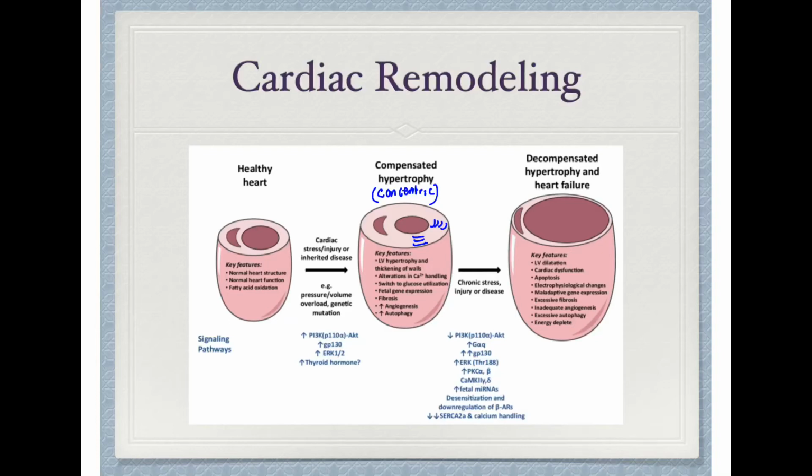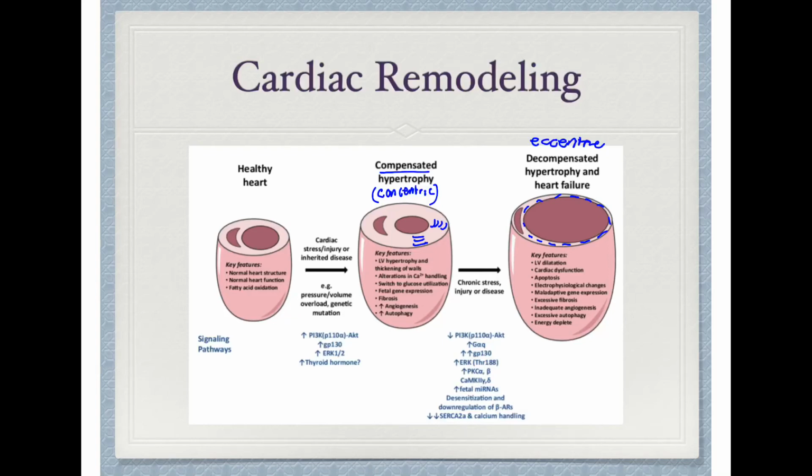Now, either when the insult or increase in workload of the heart is very acute, or when the heart is no longer able to compensate as a result of many, many years of increased stress and work, it progresses from concentric hypertrophy to eccentric hypertrophy, which is when the cardiac myocytes no longer are paired in parallel, but now in series. This leads to an increase in the diameter of the heart and a dilation of the left ventricular chamber.